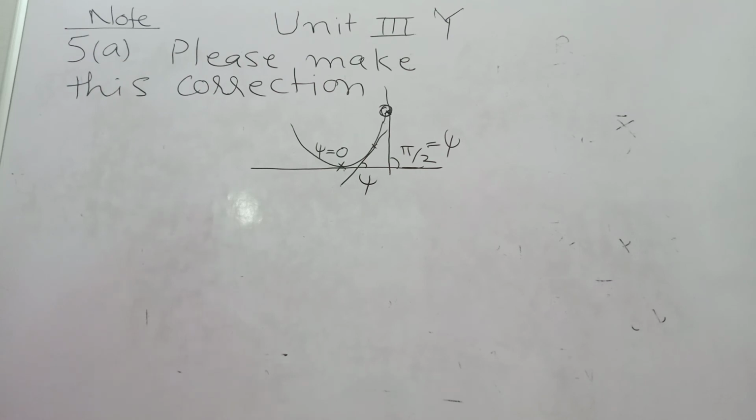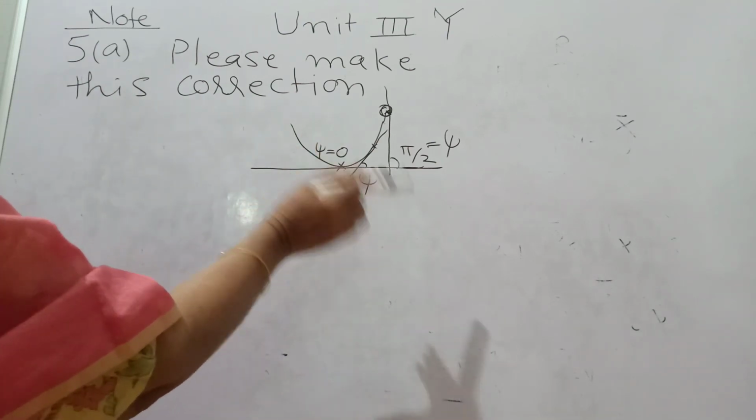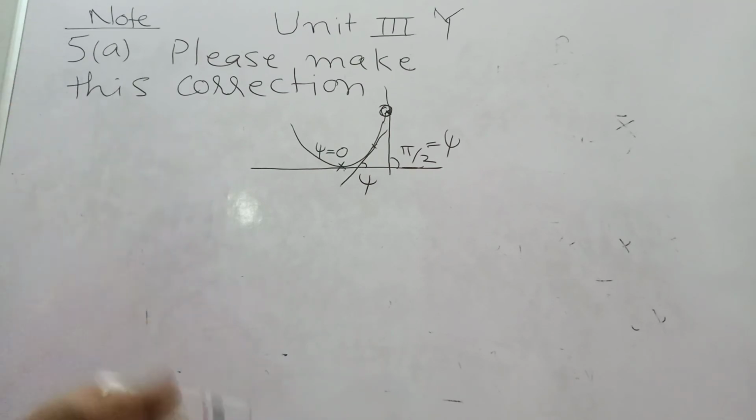And by mistake, I have written psi equal to pi by 2 at this point, not by mistake, knowingly, so that you may point out to me, you may be more attentive while solving the questions, and you should ask for each and every step, why this, why this, why this. So please make this correction in 5a. That's all for today. Now let me explain in Hindi.